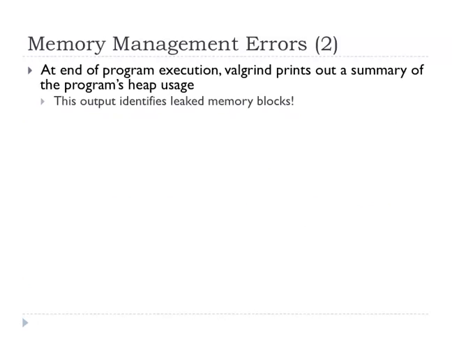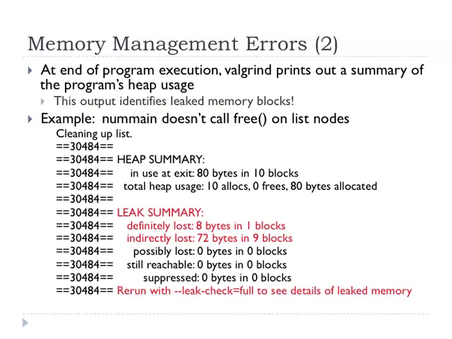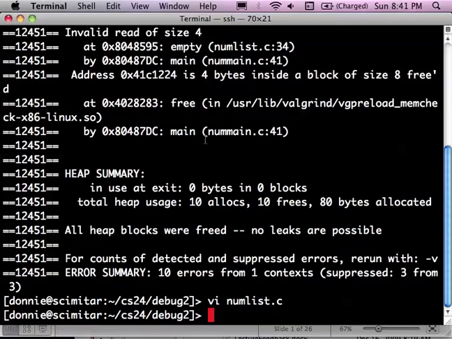Now, the program will also possibly do other things, and Valgrind will analyze the heap usage and print out details like what blocks were leaked and what pointers were accessed that were invalid. So let's say the num main decided to not call free on its list nodes. Then it will tell you, hey, you lost some memory. Okay? So again, we can see an example of this.